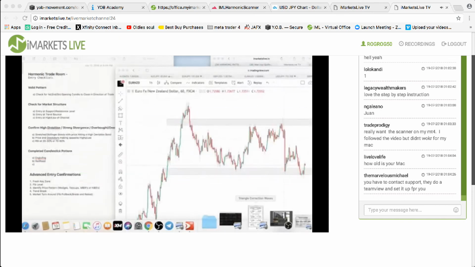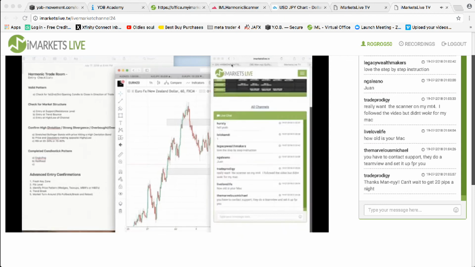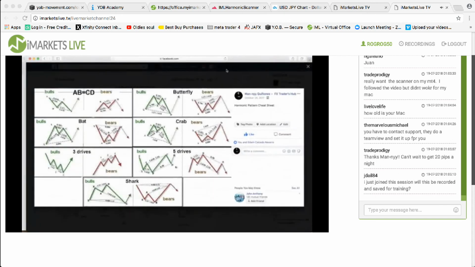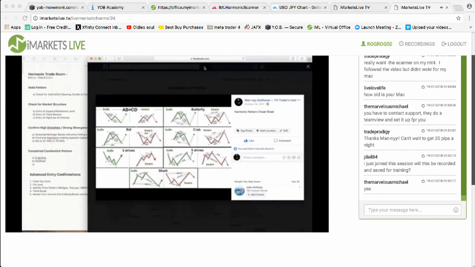This was a shark pattern, so let me come over here. Let's bring this out, and I just want to show you the shark pattern right over here.